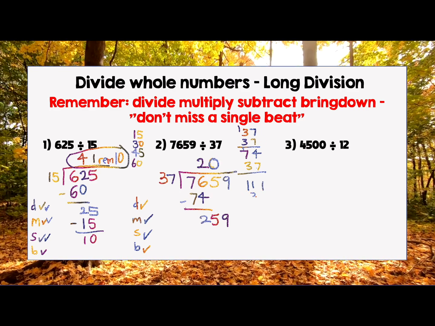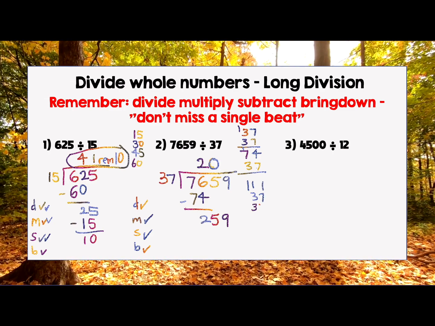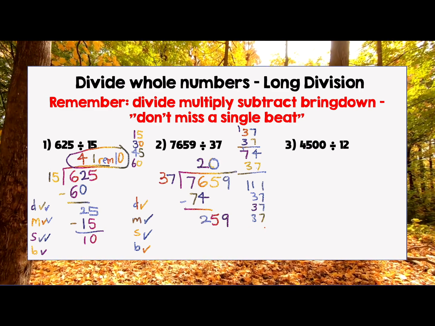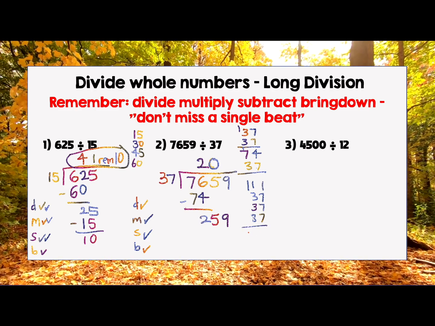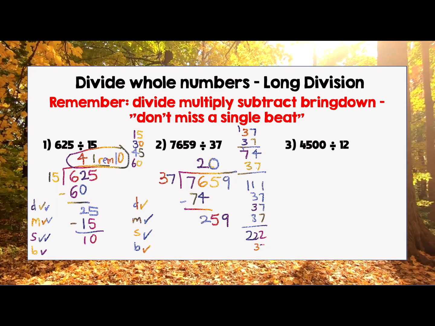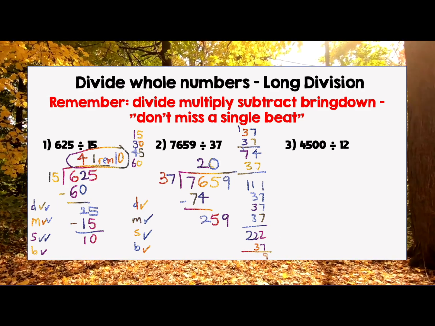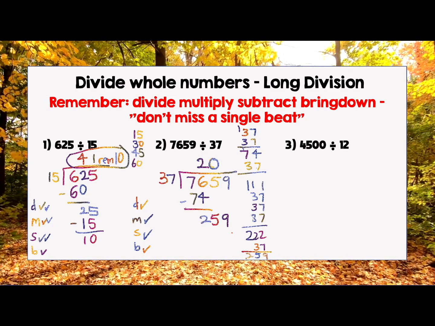Add another 37, add another 37, and add another 37. Those 3 37s I know is another 111. So if I add 111 plus 111, I'll get 222. Still not enough. Add another 37. So 7, 8, 9, 3, 4, 5, and 2. And you can see exactly 259.